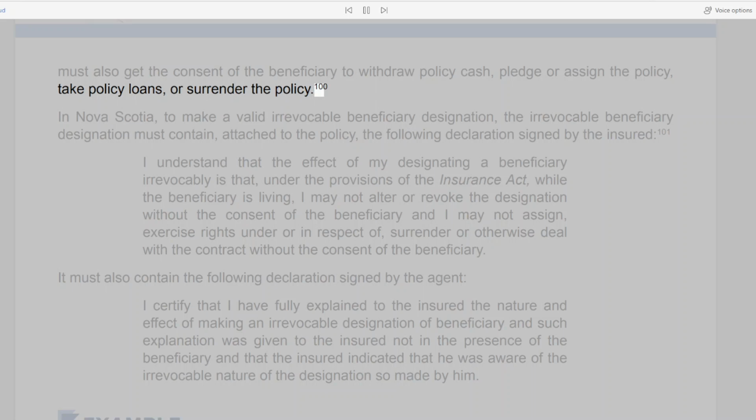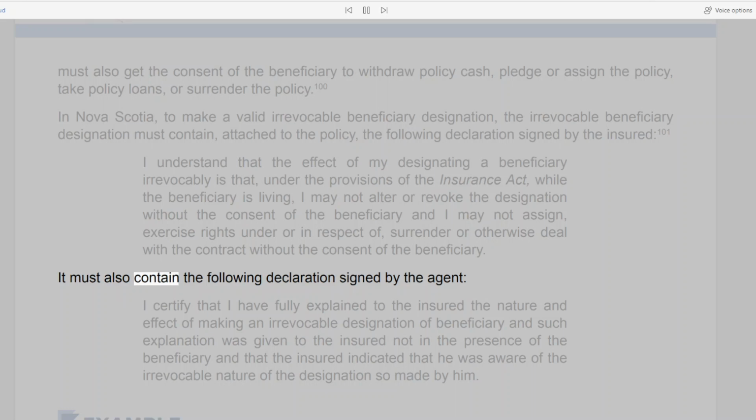Point 100. In Nova Scotia, to make a valid irrevocable beneficiary designation, the designation must contain, attached to the policy, the following declaration signed by the insured. 101. I understand that the effect of my designating a beneficiary irrevocably is that, under the provisions of the Insurance Act, while the beneficiary is living, I may not alter or revoke the designation without the consent of the beneficiary, and I may not assign, exercise rights under or in respect of, surrender or otherwise deal with the contract without the consent of the beneficiary.